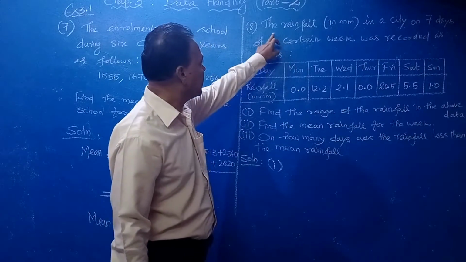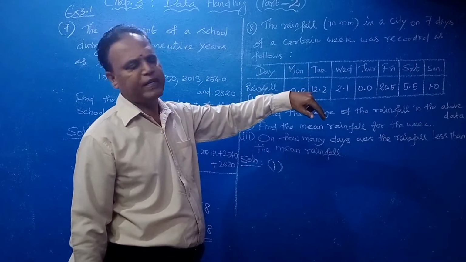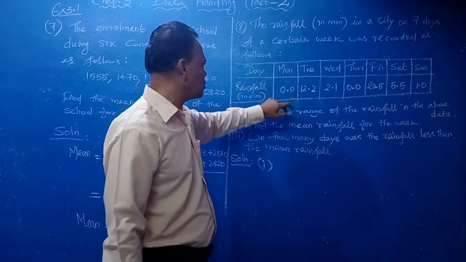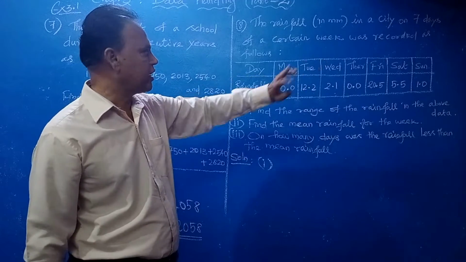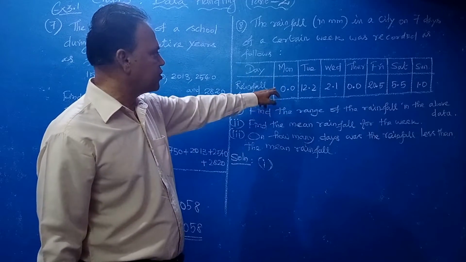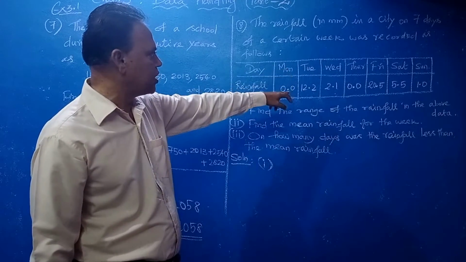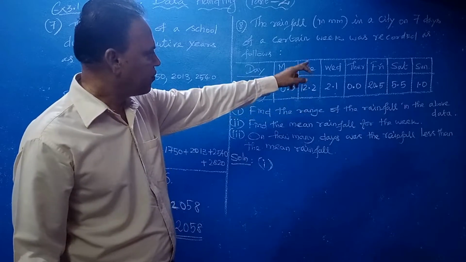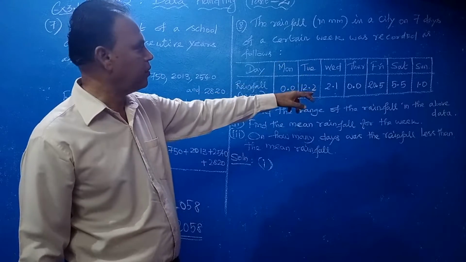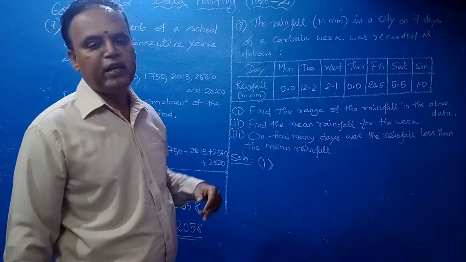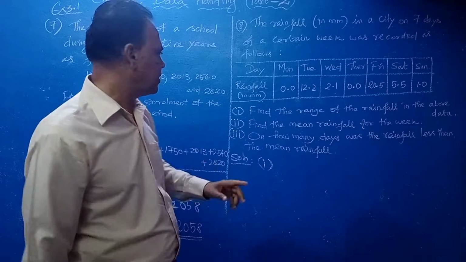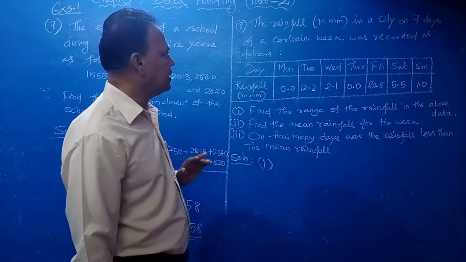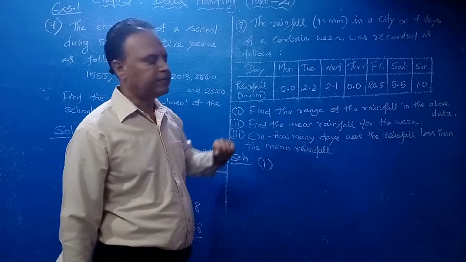You see, the eighth problem, the rainfall in millimeters is given. In a city on 7 days of a certain week it was recorded as follows. Day, Monday to Sunday given. Rainfall in millimeters: Monday 0.0, Tuesday 12.2, Wednesday 2.1, Thursday 0.0, Friday 20.5, Saturday 5.5, Sunday 1.0. Rainfall in millimeters during the rainy season, recorded per week.